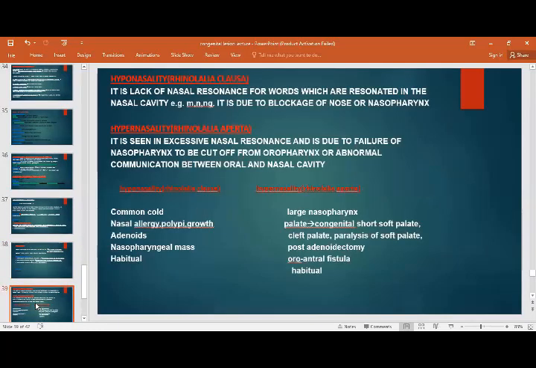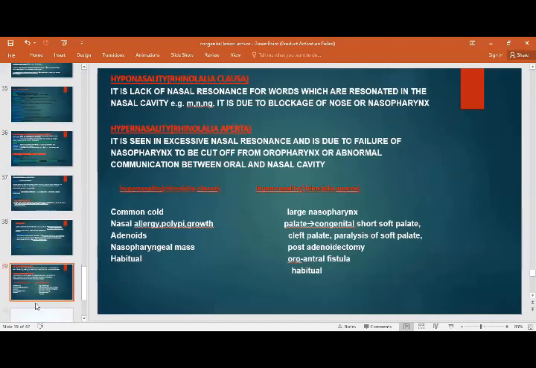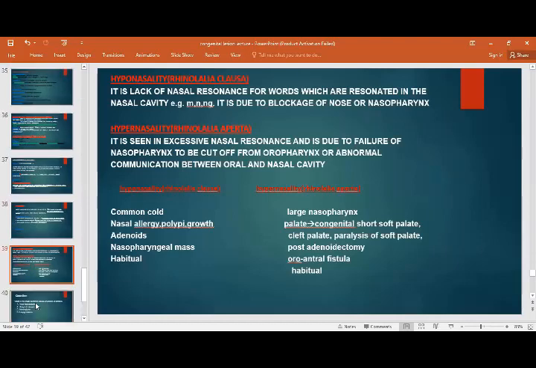Another condition is hyponasality, basically rhinolalia clausa, and it is a lack of nasal resonance for words which are resonated in the nasal cavity, for example M, N, NG. It is due to blockage of the nose and nasopharynx. While hypernasality is seen in excessive nasal resonance and is due to failure of the nasopharynx to be cut off from the oropharynx, or abnormal communication between the oral and nasal cavity.